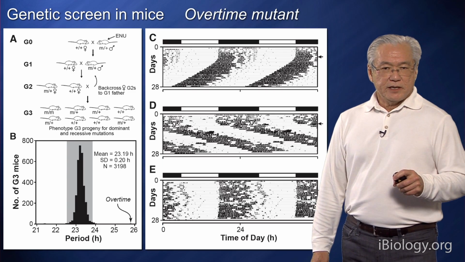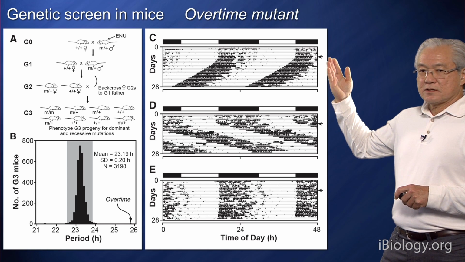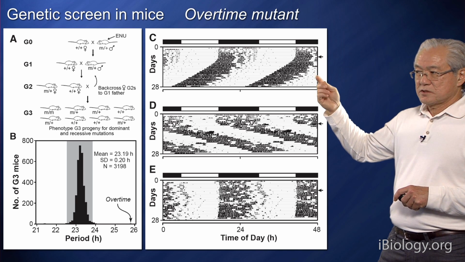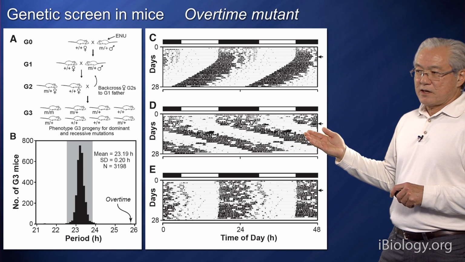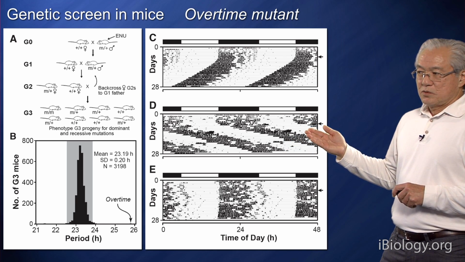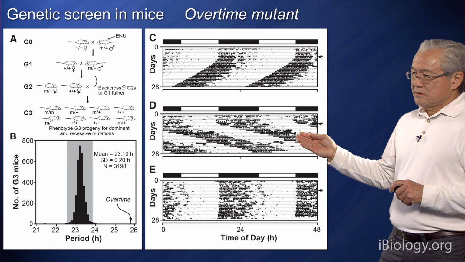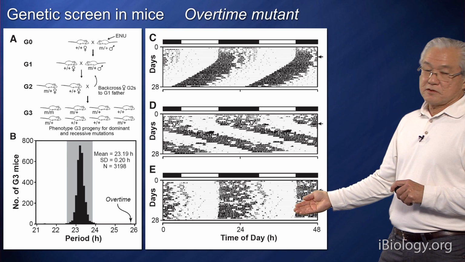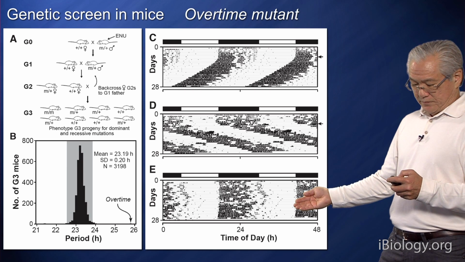And so in this screen, this is, again, an activity record of a wild type or typically normal mouse, first on a light cycle, then transferred to darkness so we can see its circadian period. We found this mouse, shown in the middle panel, which has a 26-hour clock. And this mutant we named Overtime. It turned out that this mouse didn't breed, but we were able to recover the mutation from a sib, this mouse below, which turned out to be a heterozygous carrier.